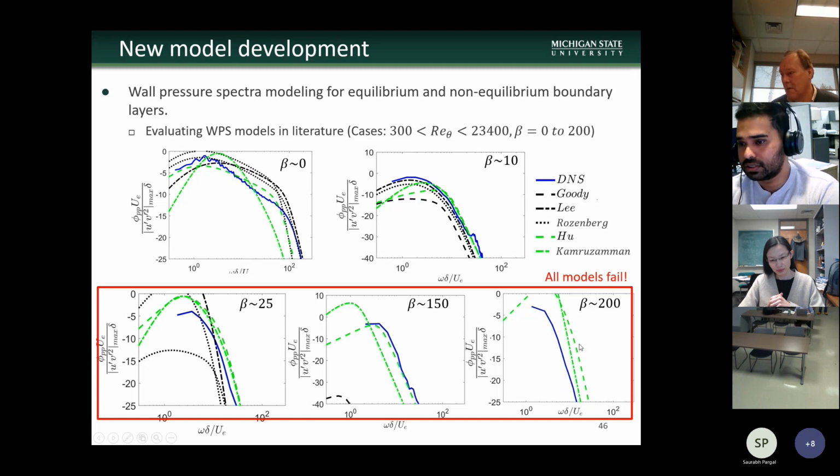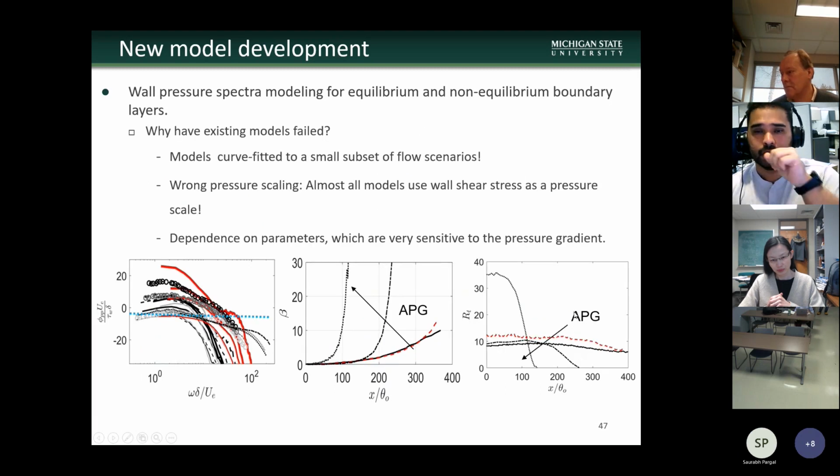So the essential question is, why do they fail, right? There are three main reasons why these models fail. The first is that they were curve fitted to a small subset of flow scenarios. They were made either for favorable pressure gradient, or for adverse pressure gradient, or for low Reynolds number, right? And for all of these reasons, these models fail. Secondly, they used the wrong pressure scaling. They used wall shear stress as the pressure scaling, and you see that when we do that, the lines are all over the place. So that is the second reason. And third, they depend upon parameters which are very sensitive to the pressure gradient.